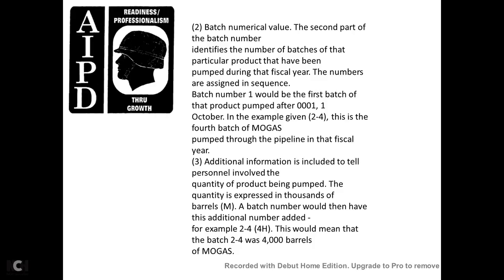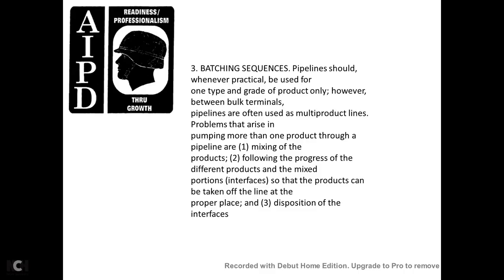For example, 2-4 means the fourth batch of MoGas pumped through the pipeline for the fiscal year. Additional information is included with the personnel involved and the quantity being pumped. The quantity expressed in thousands of barrels is M. A batch number that has an additional number added to the 2-4, the MoGas at 4H, would mean that the batch was 4,000 barrels.